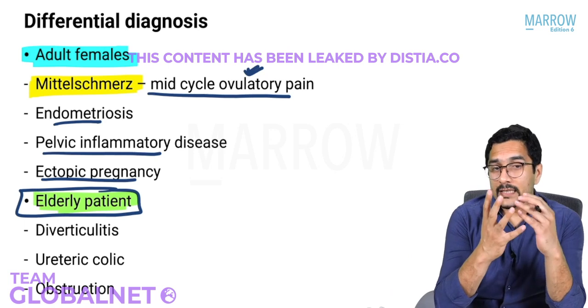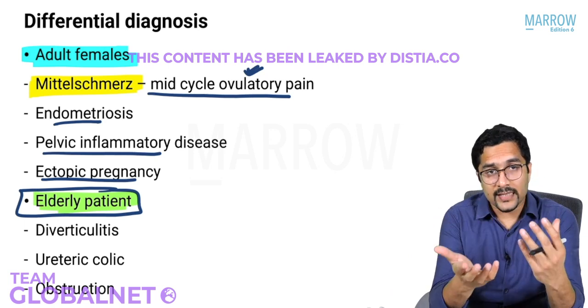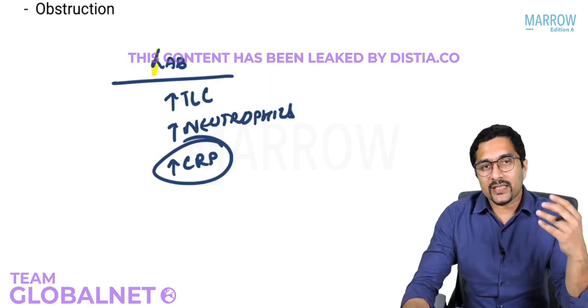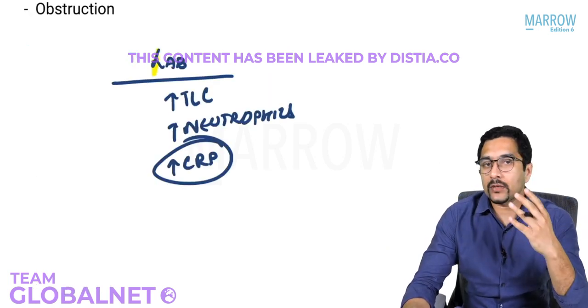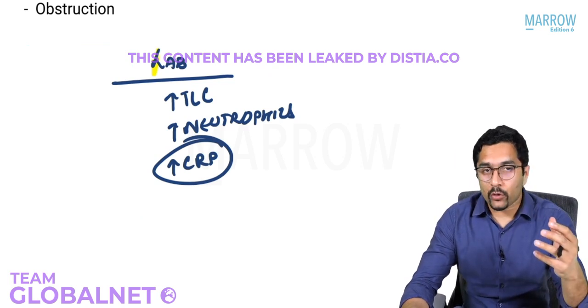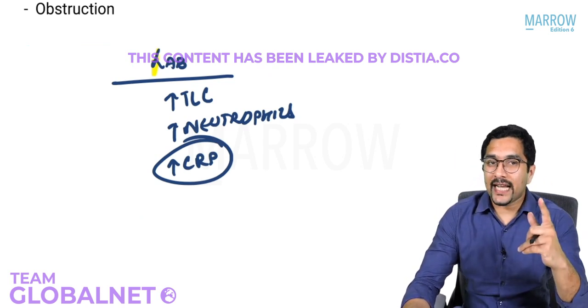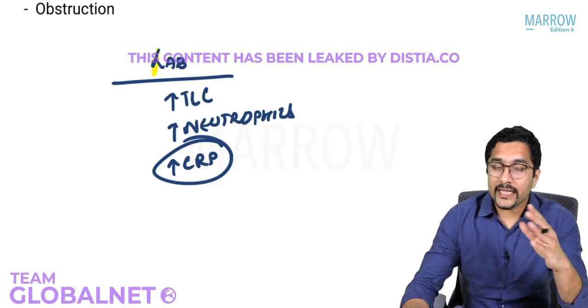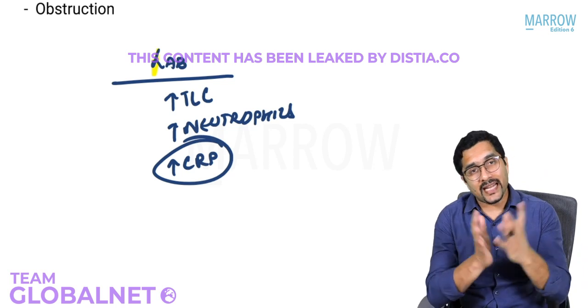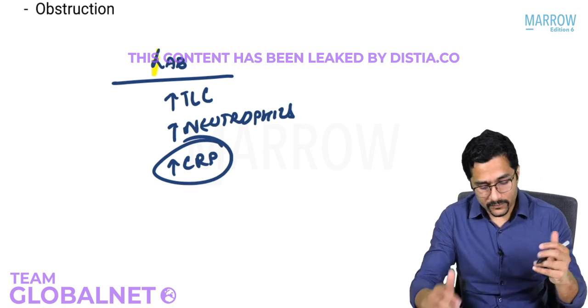Now, we've already discussed the symptoms, we've discussed the signs, we've discussed the lab investigations. So in the lab investigations, there'll be increased total leukocyte count and there'll be increased neutrophils. Also, there can be increased C-reactive protein, but increased C-reactive protein is not specific. It does not signify that the patient has appendicitis. It will be raised in any inflammatory condition.